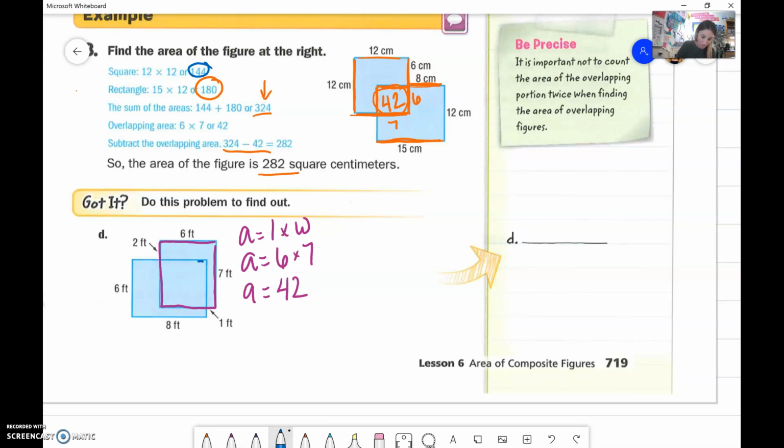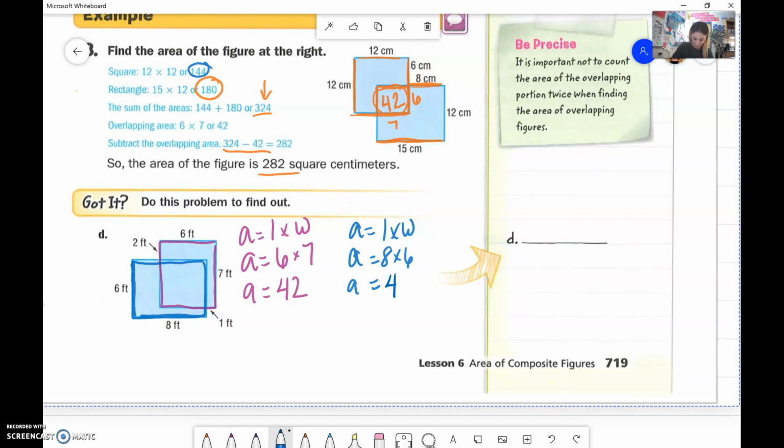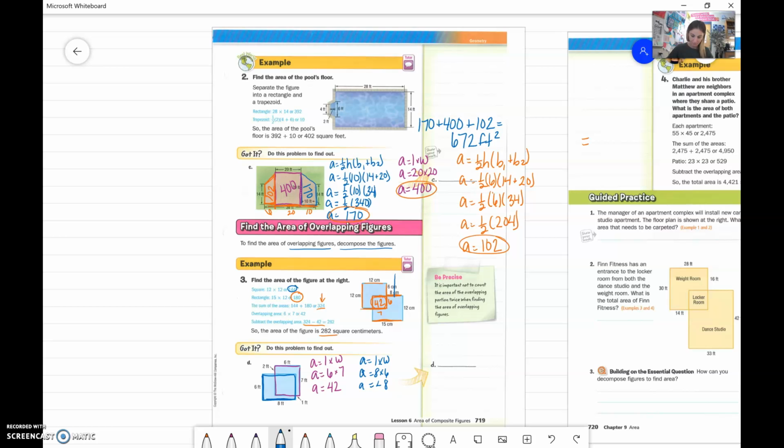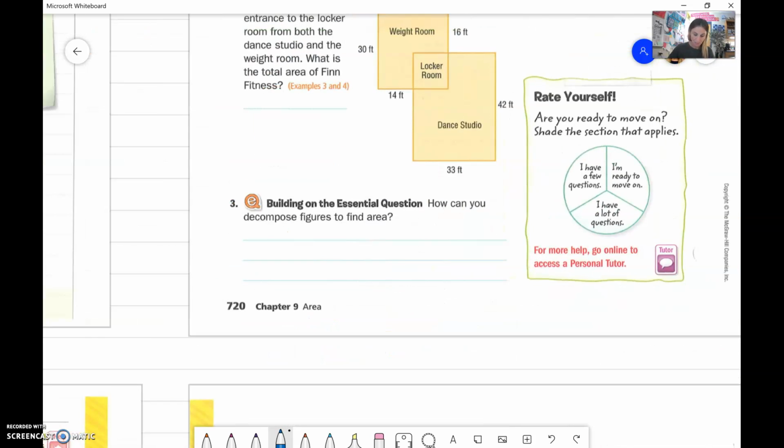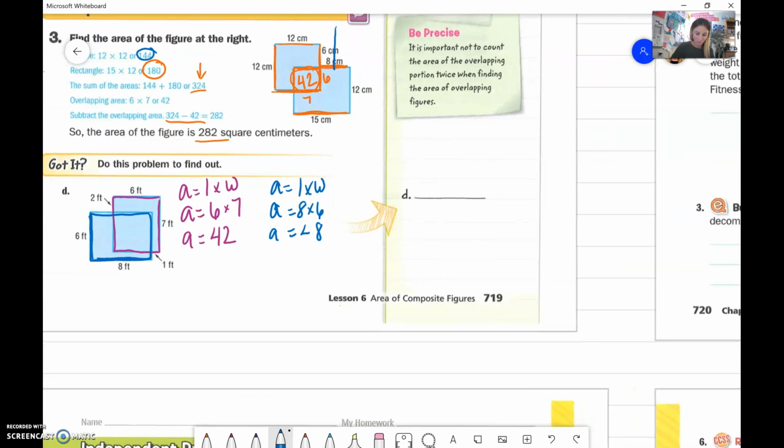I'm going to switch colors here, and we're going to look at this one. So I have area equals, it's a rectangle, length times width. Area equals, here's my length of 8 times my width of 6. So therefore my area equals 48. There we go. So now I have those two. I've got 42 and 48, which gives me a combined total of 90.